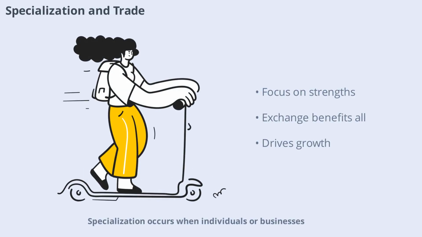Specialization occurs when individuals or businesses focus on producing what they do best. Trade allows people to exchange goods and services, leading to greater overall efficiency and higher standards of living. Specialization and trade are key drivers of economic growth.